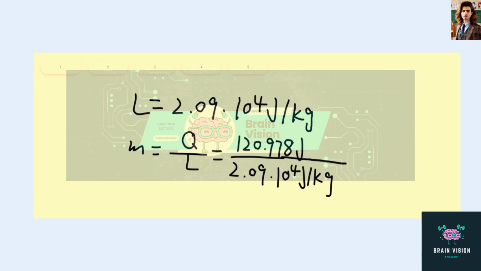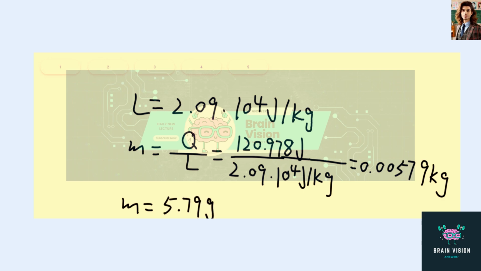This will give us, let me double check, 0.00579 kilograms. If we convert it to grams, this will equal 5.79 grams. And that's the answer for this question. So about 5.79 grams of helium we lost per hour.